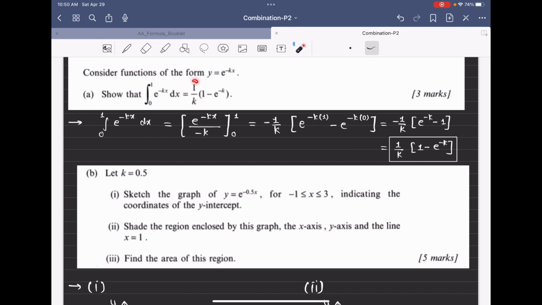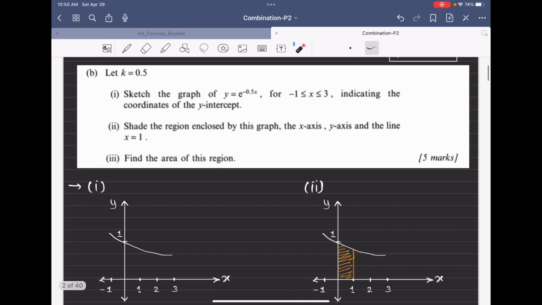If you see, I want here 1 upon k, that means I need to get rid of the minus, so you can multiply minus inside or you can take minus common and multiply outside. I am taking minus 1 inside, minus of e raised to minus k becomes this, and minus of minus 1 becomes 1, so that is what we want to show.